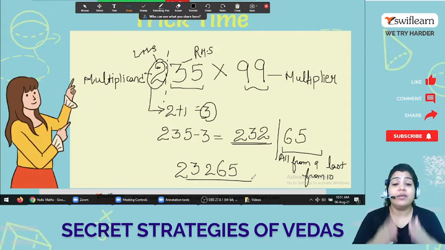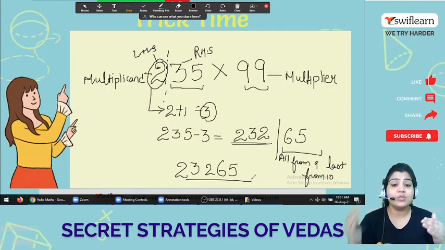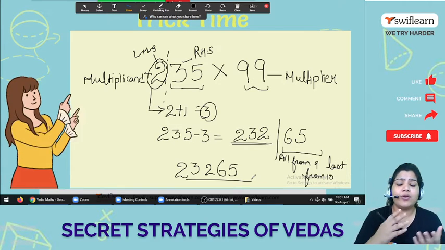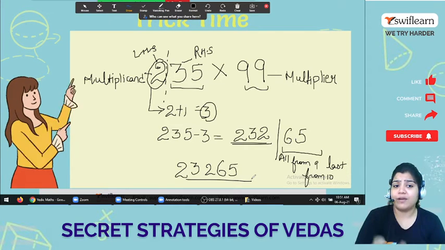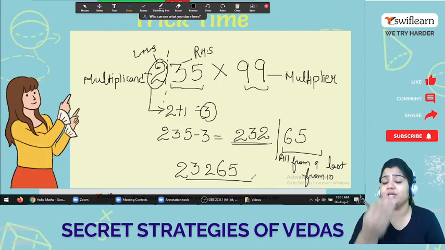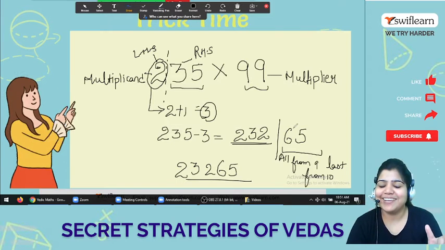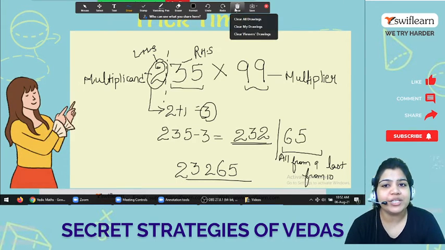So what did we do? We first split the multiplicand into two parts, LHS and RHS. One more than the LHS, and then that should be subtracted from your multiplicand. So that's your first part of the answer. And for the second part, we are going to apply all from 9, last from 10. Is it clear? Let's do some more questions.